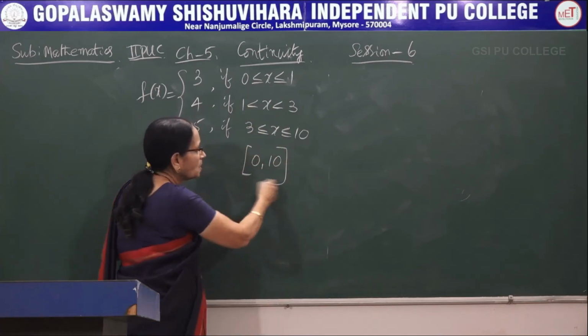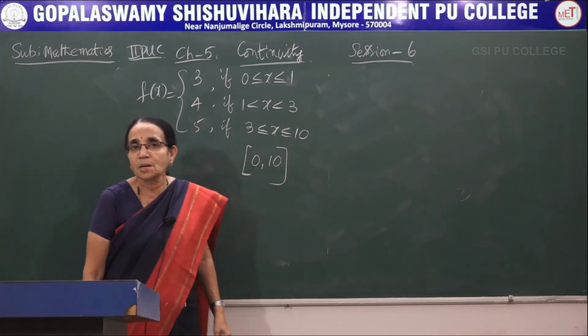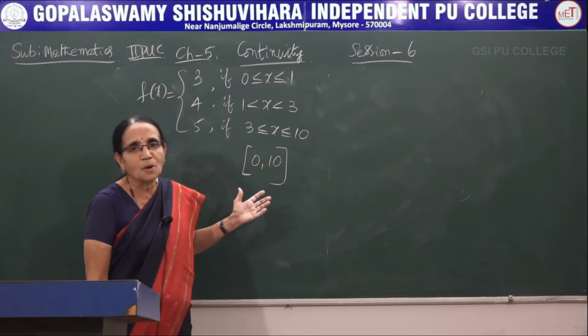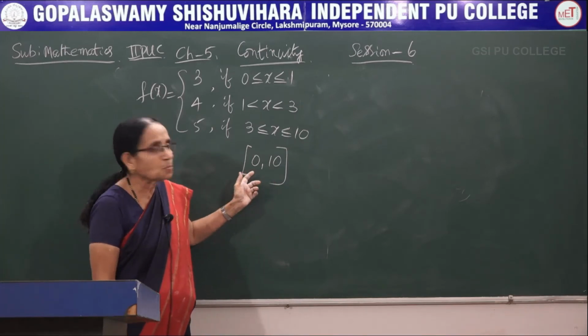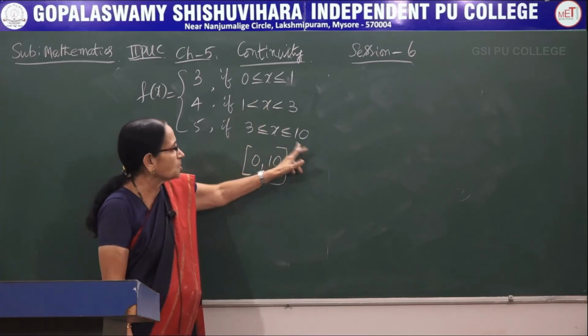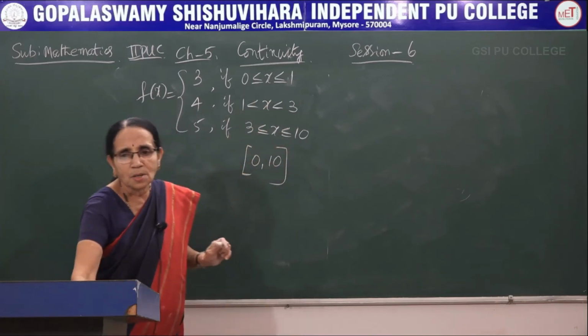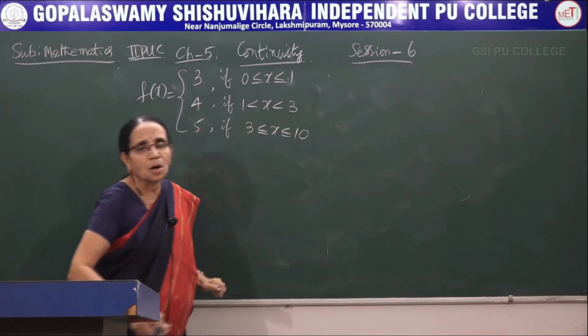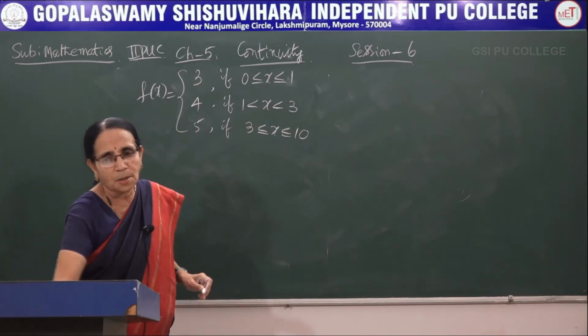I hope you remember the intervals which you studied in first year PUC, that is, the subsets are expressed in the form of intervals. Closed interval means both the end points would be included. So starting with 0 up to 10 we are considering here. So the function is defined in the closed interval 0, 10. That is the first thing.